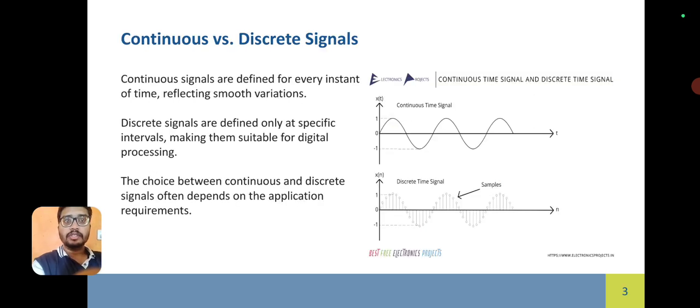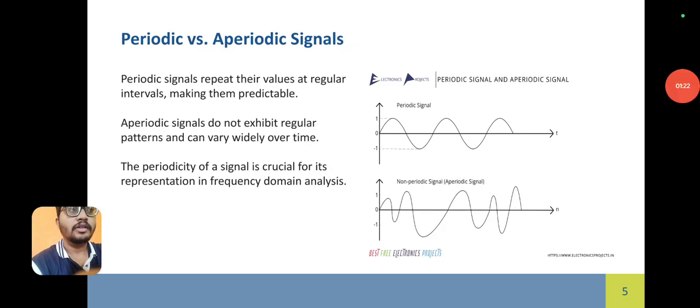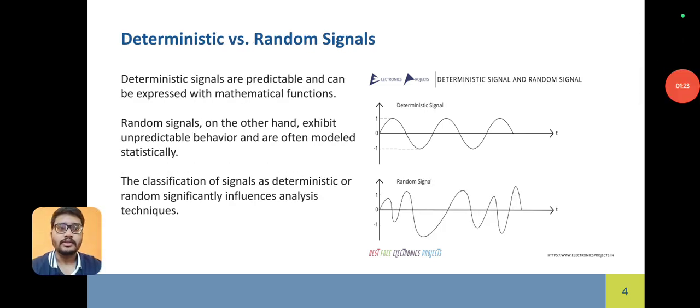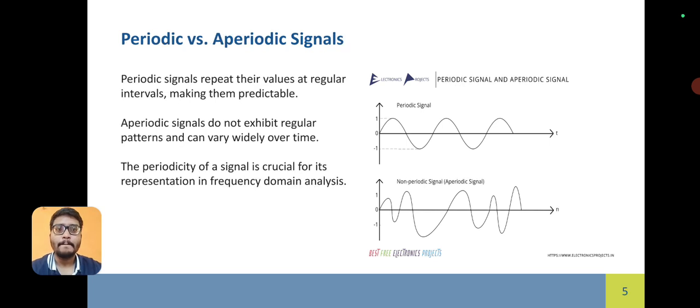Continuous versus discrete signals. Continuous signals are defined for every instant of time, reflecting smooth variations. Discrete signals are defined only at specified instants. The classification of signals as deterministic or random significantly influences the analysis technology.